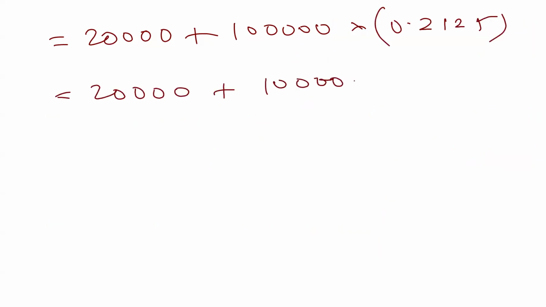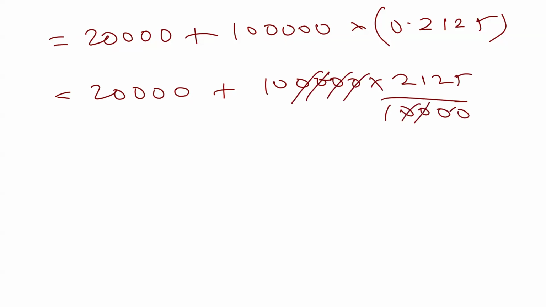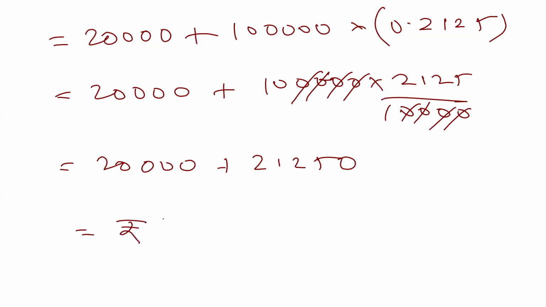20,000 plus 1 lakh into 2125 upon 10,000. 20,000 plus 21,250 rupees, 41,250. This is the cash price of the television. Okay, so prepare this problem well because it can be asked in your exam. Already it has appeared in the board exam once, as a 3 marker or 4 marker. I don't remember that, but it was asked.